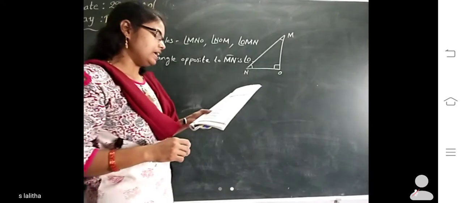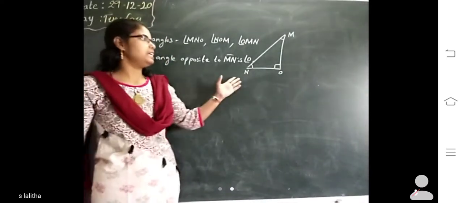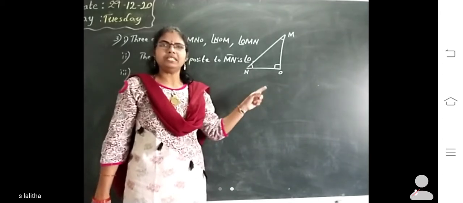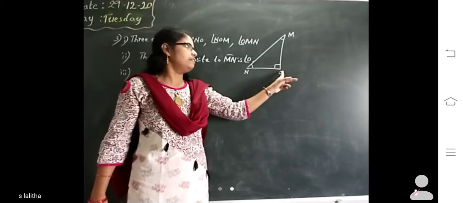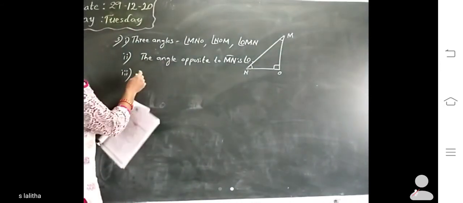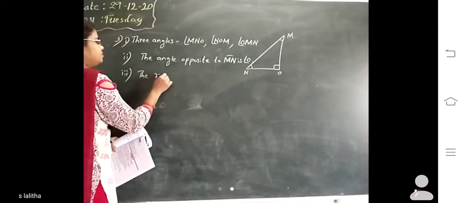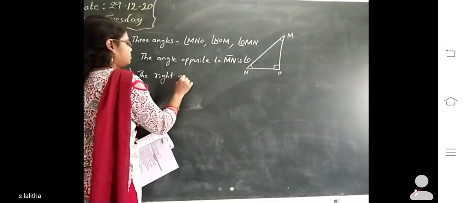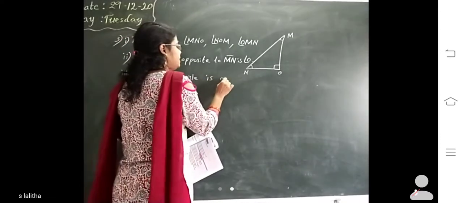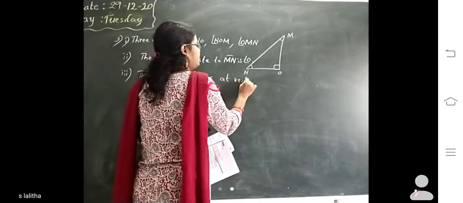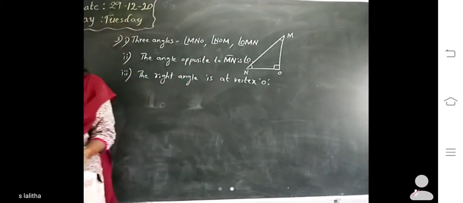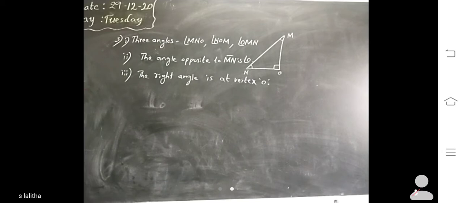Where is the right angle in the given triangle? Where is the right angle here? Right angle means 90 degrees. That is here. So at vertex O. The right angle is at vertex O. Right.